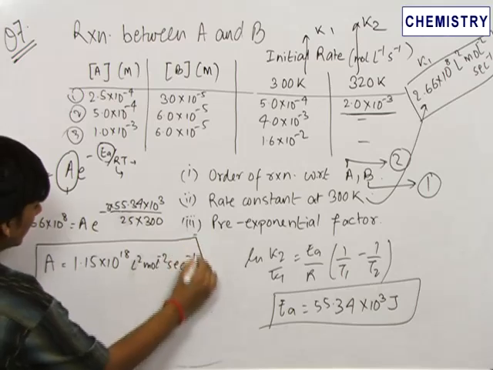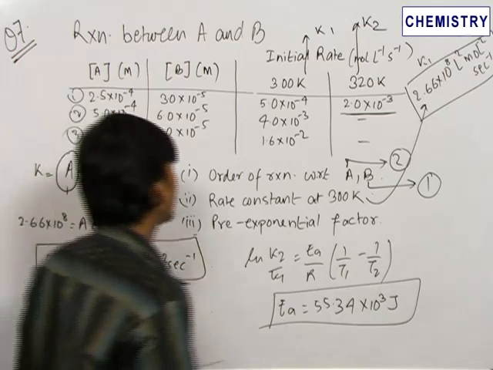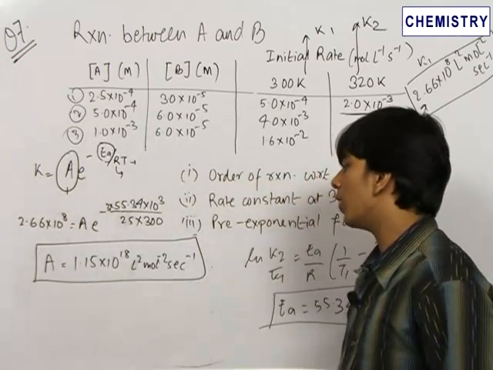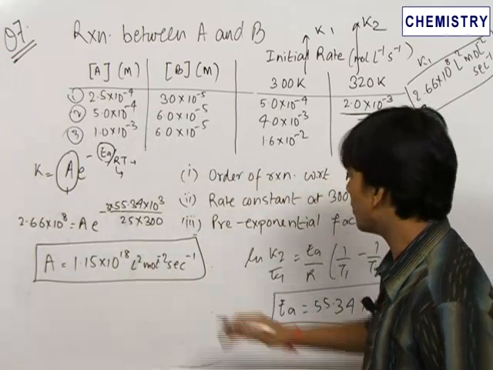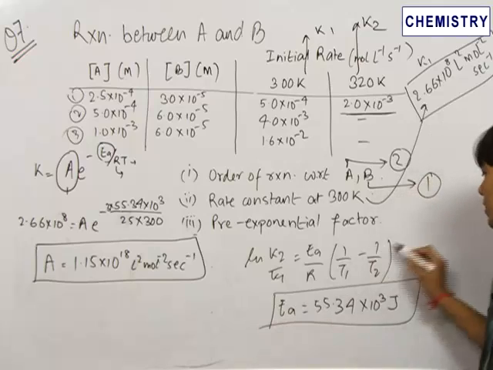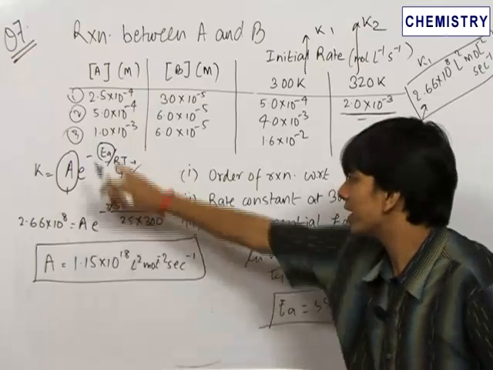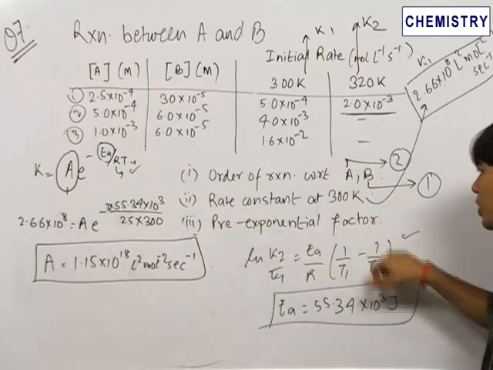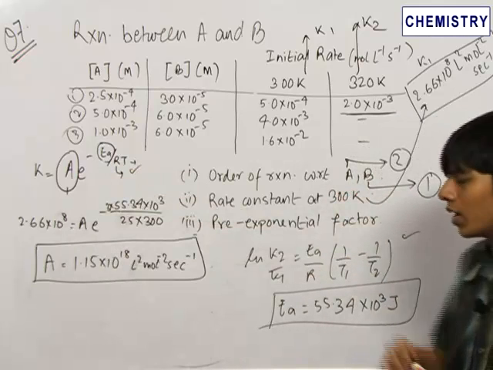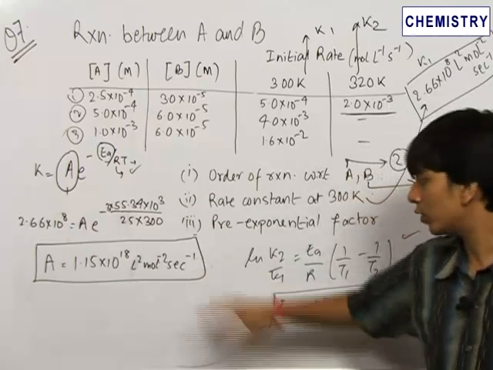Therefore, the final answer for the pre-exponential factor comes out to be equal to 1.15 into 10 raised to power 18 liter square mole minus 2 second inverse. So the important formulas you should remember are K is equal to A e raised to power minus EA upon RT, and ln K2 upon K1 is equal to EA upon R into 1 upon T1 minus 1 upon T2, and you can apply these formulas in combination to find out the final answer.